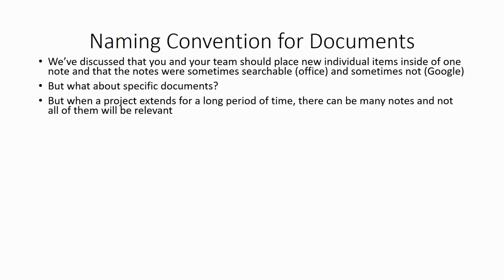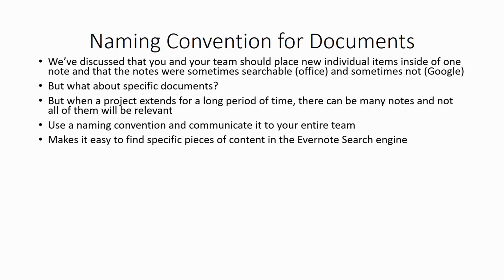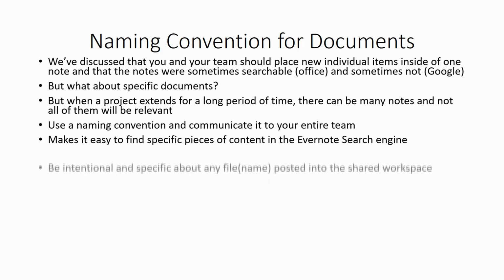This is important because when a project extends for a long period of time, you can have a lot of notes and not all of them will be relevant, and it can clog the search when you're trying to find something specific. What you want to do is use a naming convention for the individual files within the note, and then make sure that you communicate that naming convention to your entire team. This will make it easy to find specific pieces of content within the Evernote search engine.